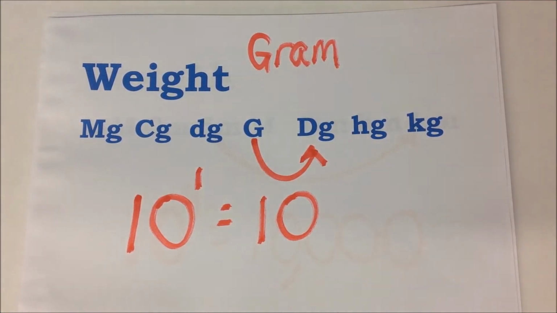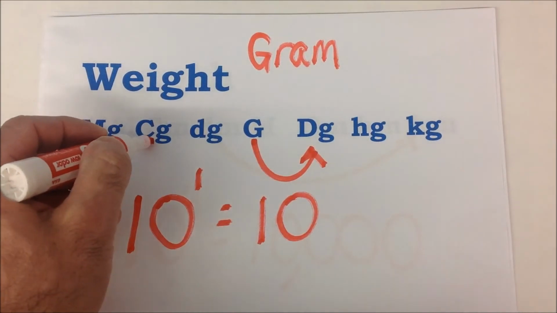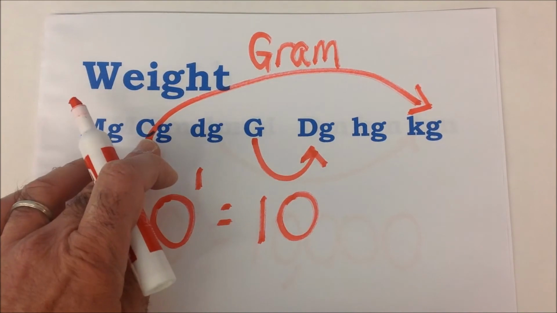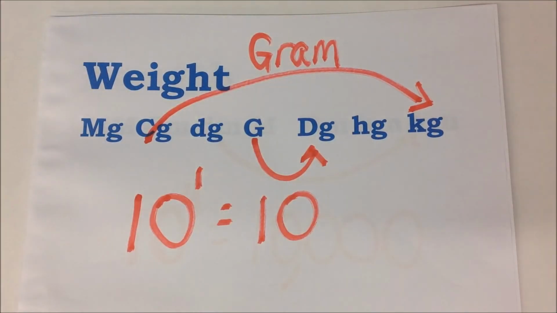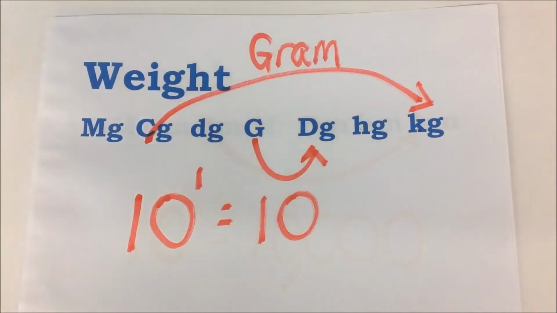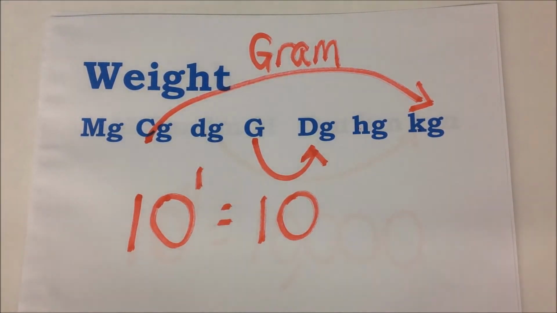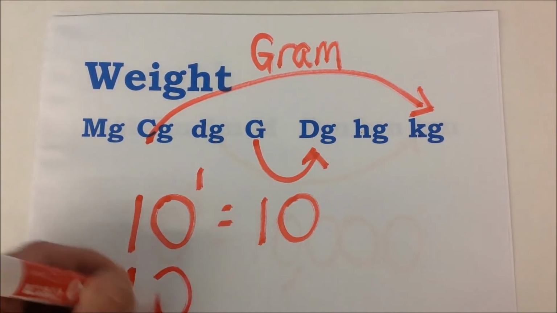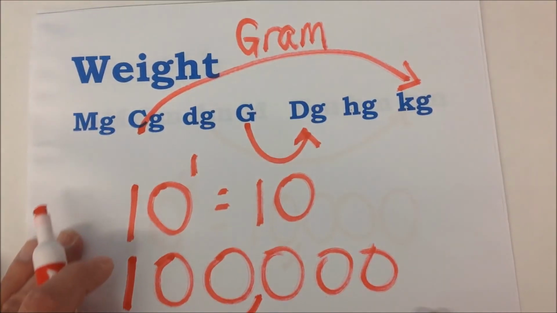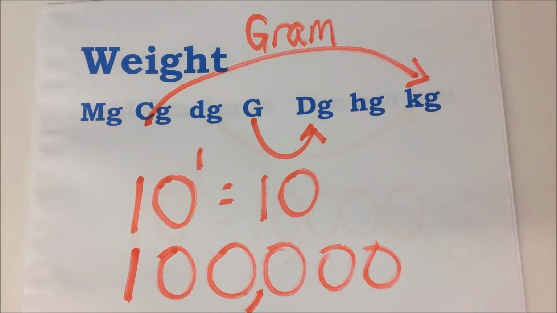Let's try another one with grams. Centigrams to kilograms. How many centigrams are in a kilogram? Try that. Well, again, we just count. 1, 2, 3, 4, 5. 5 away. There should be 5 zeros. 1, 2, 3, 4, 5. 100,000. There's 100,000 centigrams in 1 kilogram.